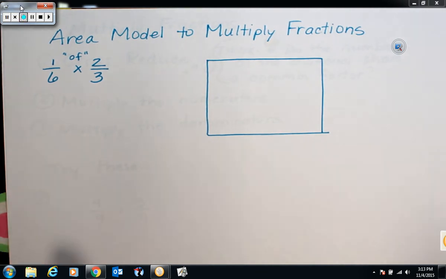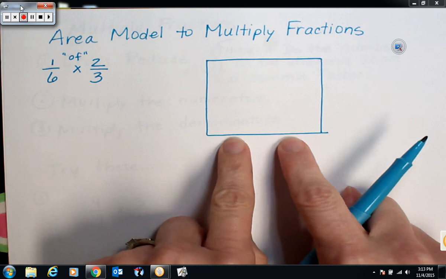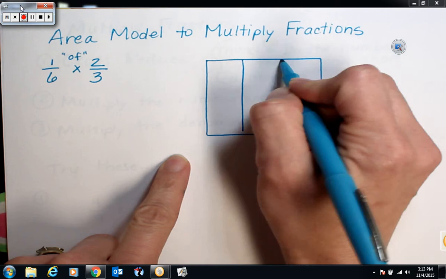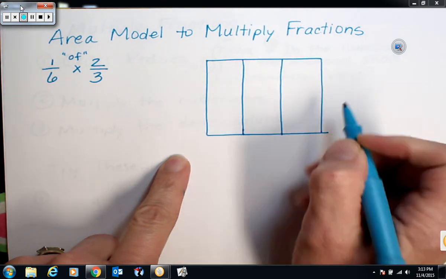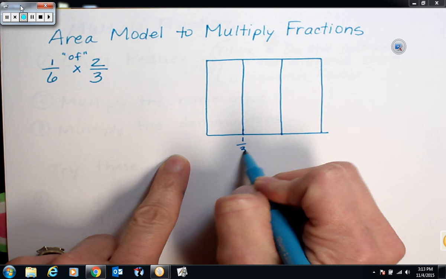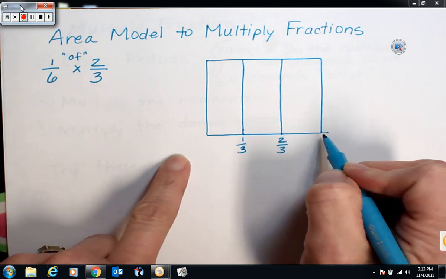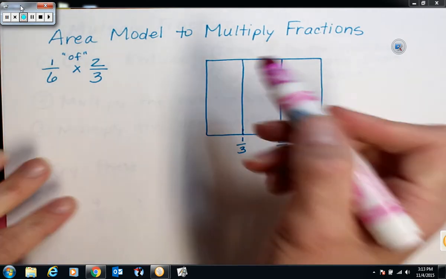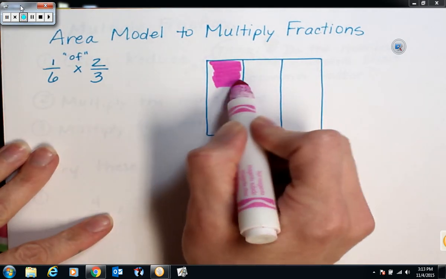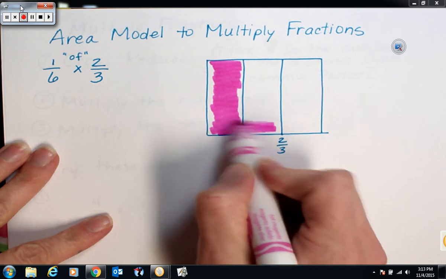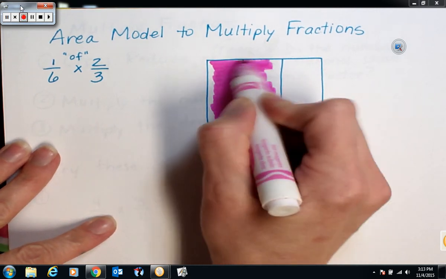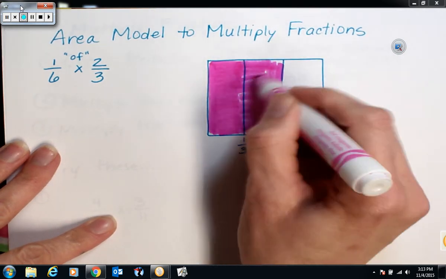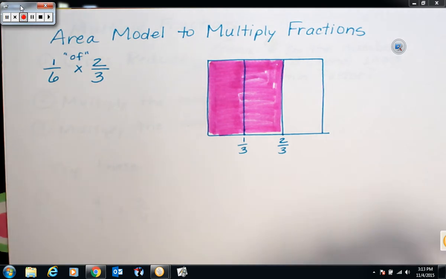So the first thing I want to do is I know that my square is going to represent one whole. I'm going to divide my square into thirds. So here is 1/3 and 2/3 and 3/3 would make the whole. And I'm going to go ahead and shade in 2/3 of the whole. So then I can use another color to shade in 1/6 of those 2/3.